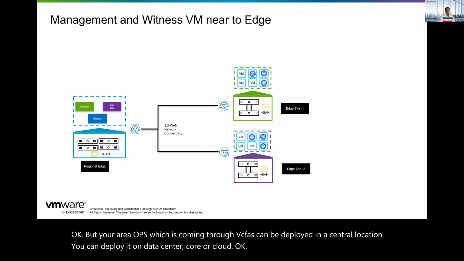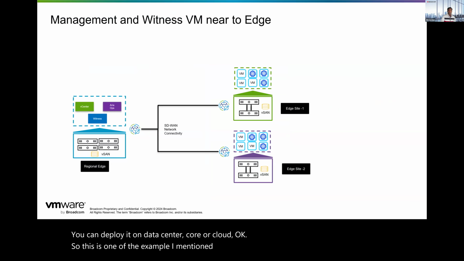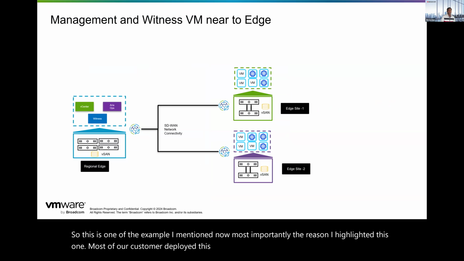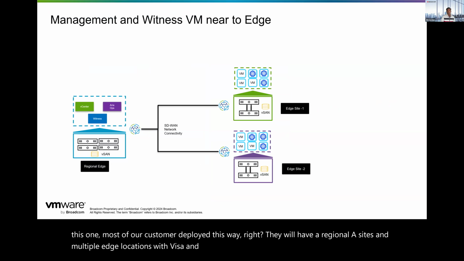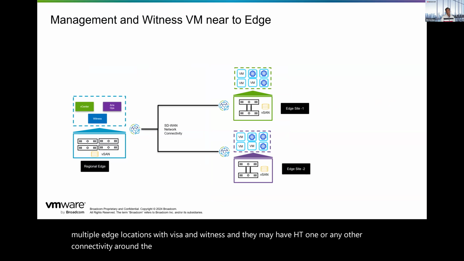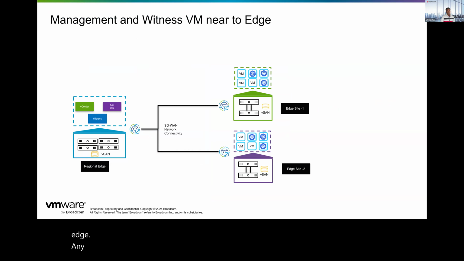So this is one of the examples I mentioned. Most importantly, the reason I highlighted this one is that most of our customers deploy this way, right? They will have regional edge sites and multiple edge locations with vSAN and witness, and they may have SD-WAN or any other connectivity around the sites. This can work for both far edge and near edge, any combination you can deploy.